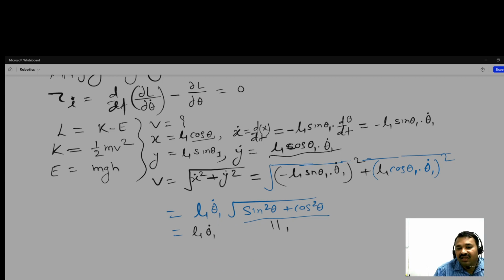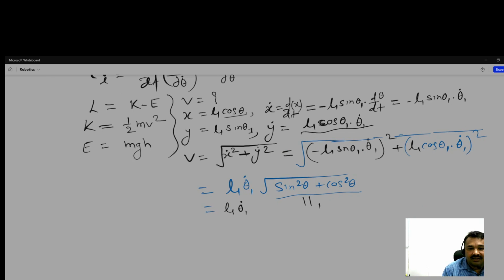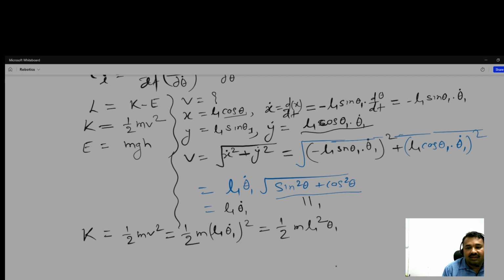Okay, so now we know. Once again, what is our kinetic energy? Kinetic energy is 1 by 2 m v square, which means 1 by 2 m L1 square theta 1 dot square. Okay, and what about the potential energy? Sorry, K is kinetic energy, and here P means potential energy.